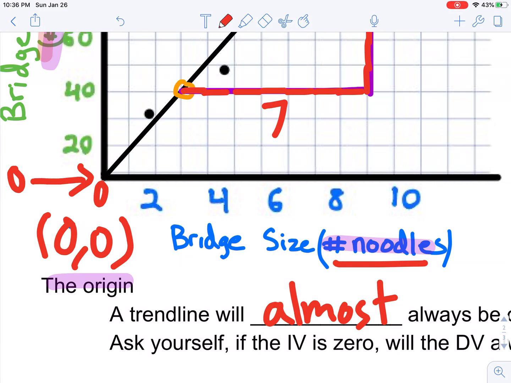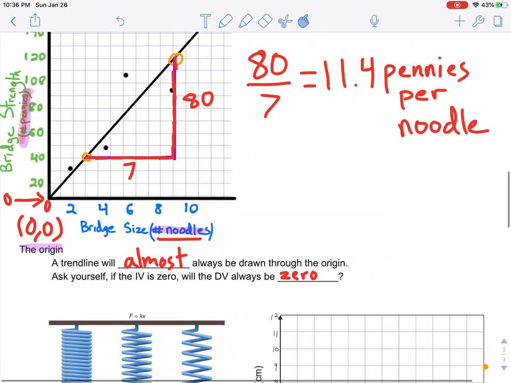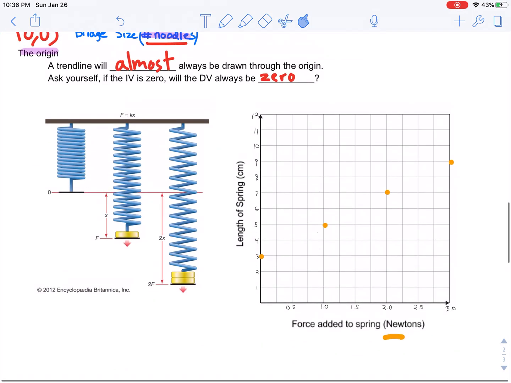And so if that's true, that's a really strong data point, so you should force your trend line through the origin. So that's what I want you to think about. If you're always going to get 0, 0 as a data point, then just make sure that trend line goes through that spot. There are some examples where that's not going to happen. Let's look at this lab.